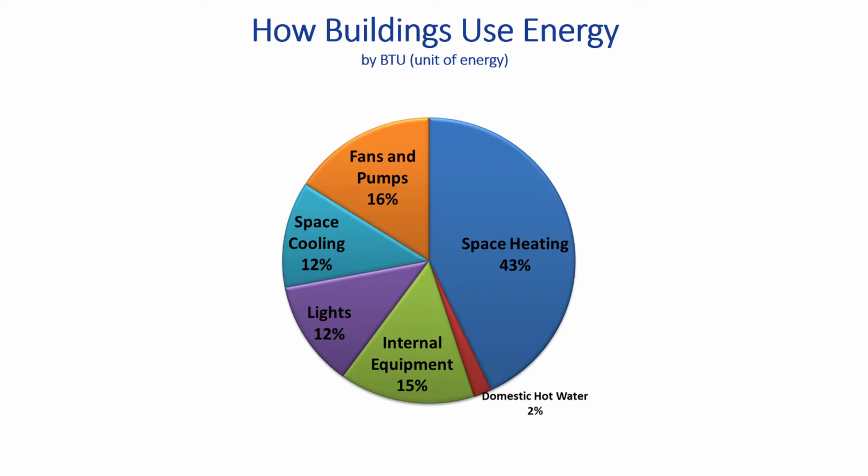So space heating is our biggest energy user, a little bit of domestic hot water, and then I'm going to pop back up here to this other side and work our way down. Fans and pumps, 16% of energy use. Space cooling, that's exactly what we've been talking about, is 12%. Lights are also 12%. And then this final piece of pie is called internal equipment, and that is anything you see plugged into the wall.